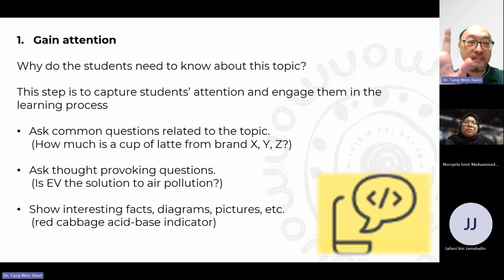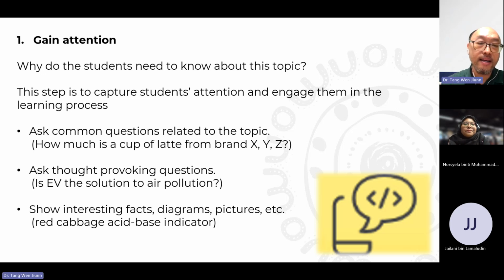Don't think about whether EV is the solution for air pollution, you can think about this later. Don't worry. Or if you have no questions to ask, you can easily create questions from interesting facts, pictures, or diagrams. Then from there, you start to draw their attention, asking them questions and gaining their feedback.